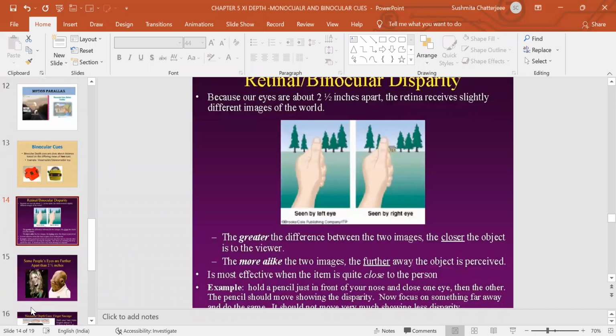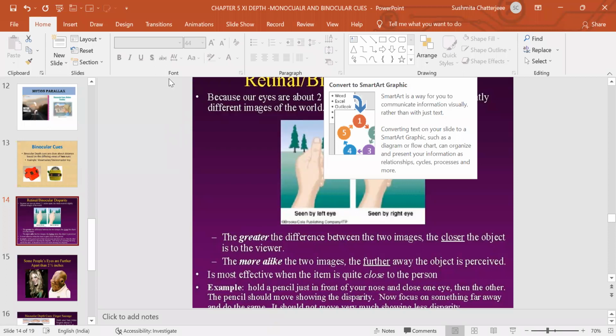It states that the two eyes on our face are separated at a distance of about 6.5 centimeters, due to which the image formed on the retina of each eye of the same object happens to be slightly different. This difference between the two images is known as retinal disparity.